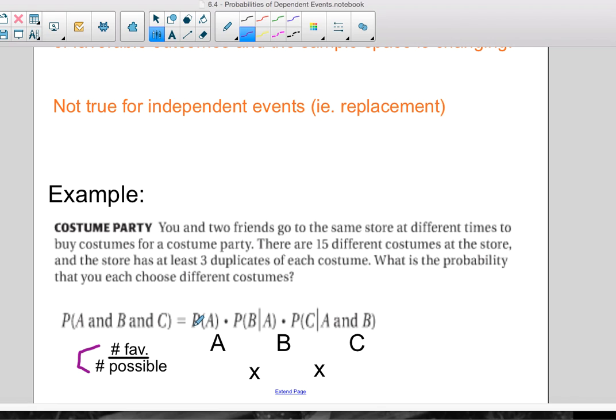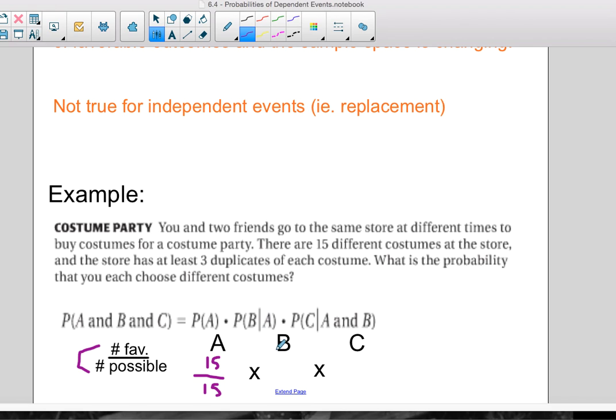right? So the first person goes, what's the probability that she picks a different costume than everybody else? Well, she's the first person to go. It's 100%, right? She has to pick a unique costume. So there are 15 favorable outcomes out of the entire 15 outcomes, right? As long as she picks a costume, it's favorable, right? Because it's unique.